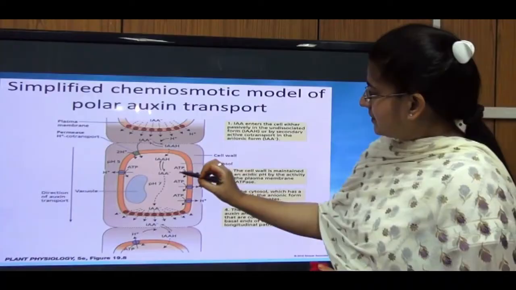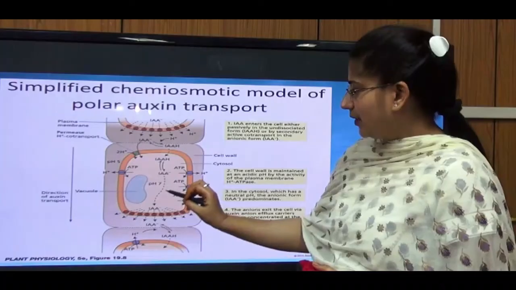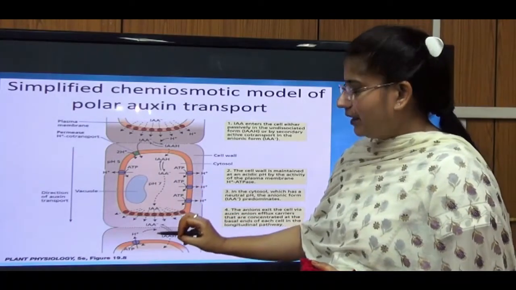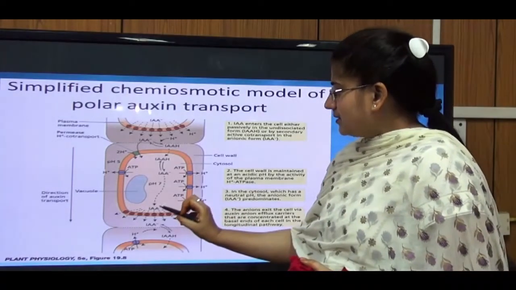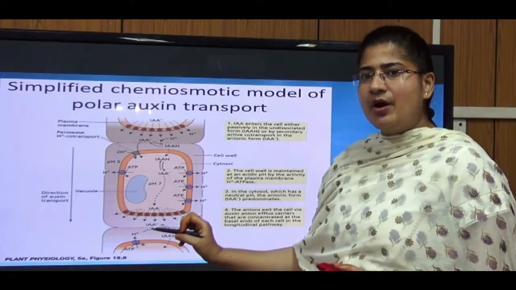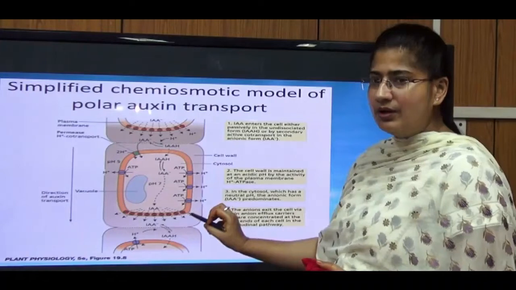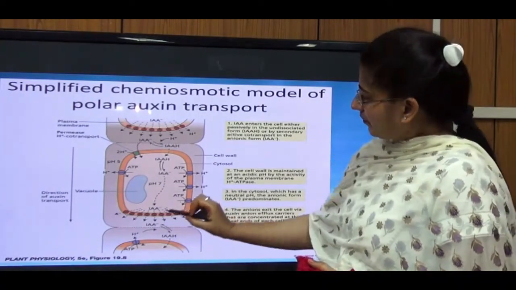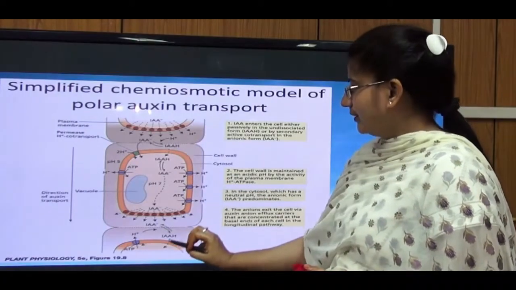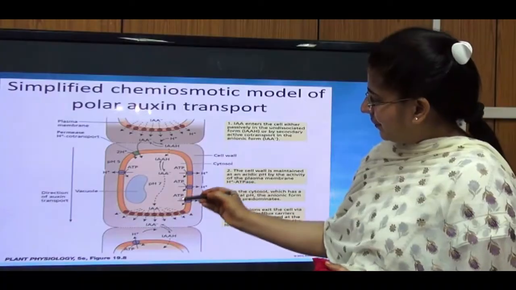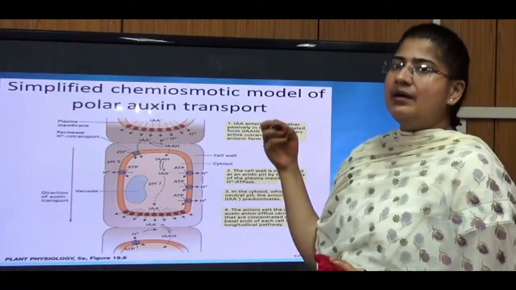So what happened? Again this IAA minus will try to get effluxed. It will try to move out of this particular cell and it will try to enter the next cell which is present downwards below. So this IAA minus for its exit again requires the help of efflux carrier. So these are the efflux carriers which you can see in the form of balls, and these are known as PIN proteins. So IAA minus will move out of the cell, and again by this same phenomenon it will move into another cell. So by this repeated phenomenon from top to bottom the auxin will move by the mechanism of polar transport.